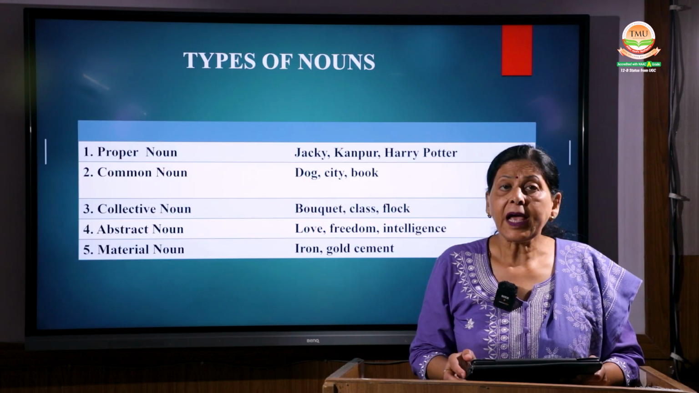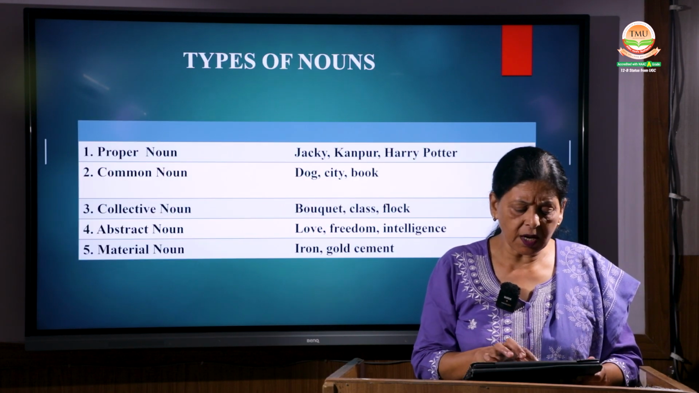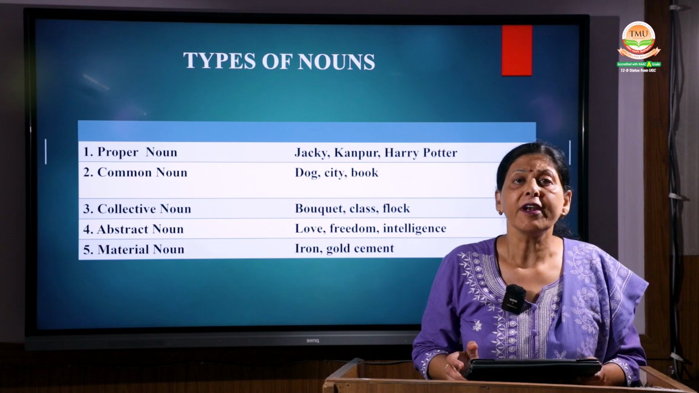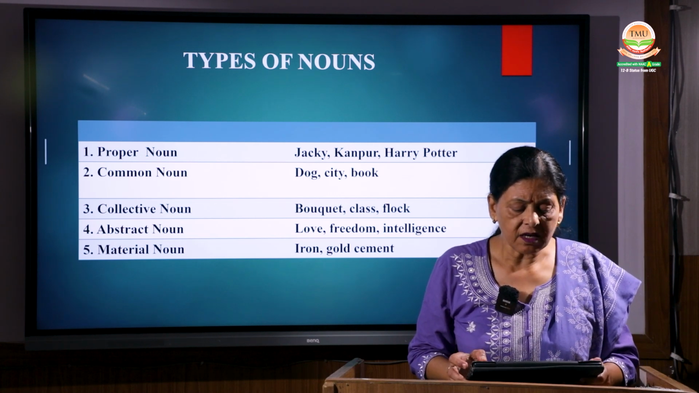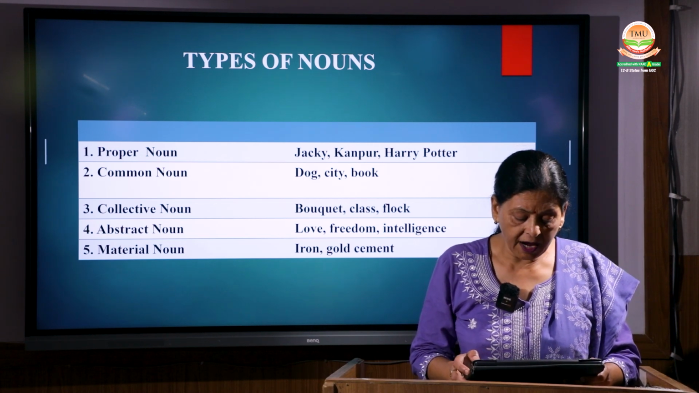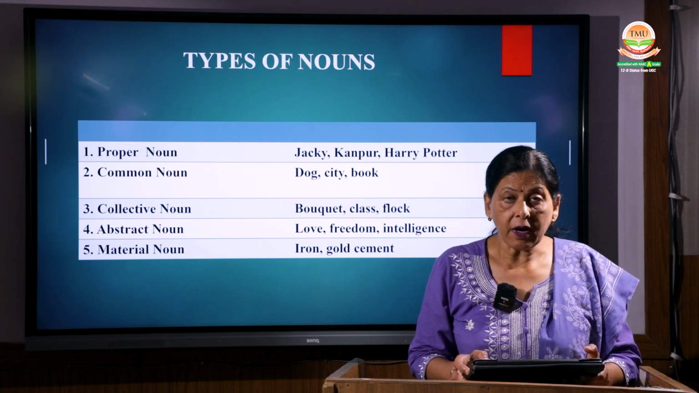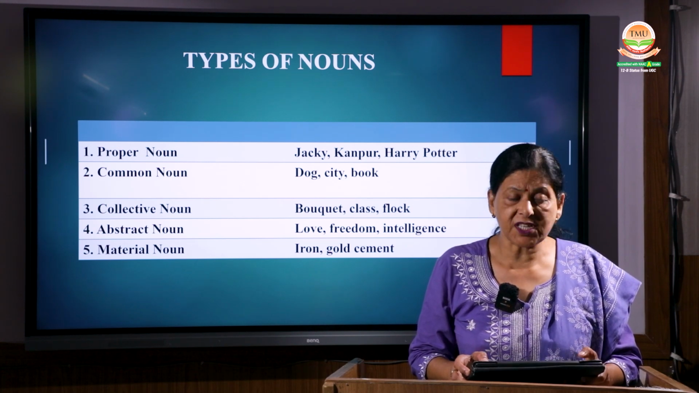After noun, the types of nouns. Here we will focus upon the different types of nouns. These are the 5 different types of nouns. First is proper noun, then we have common noun, collective noun, abstract noun and material noun.